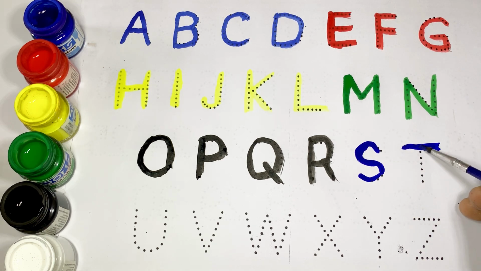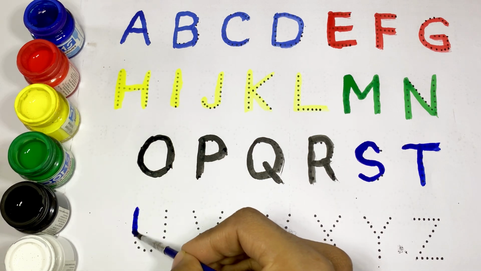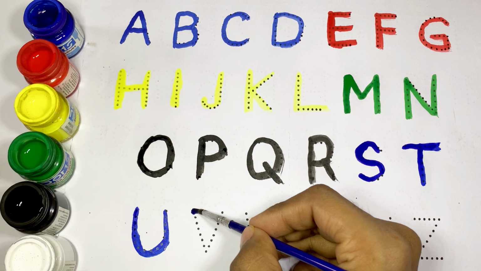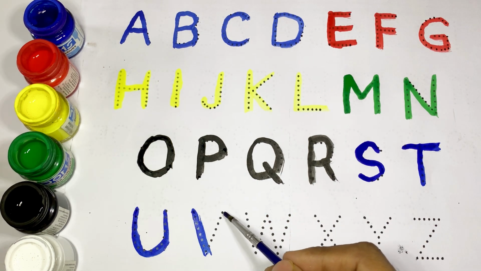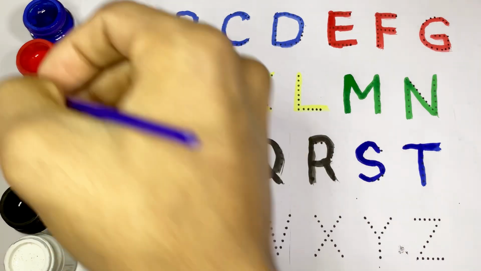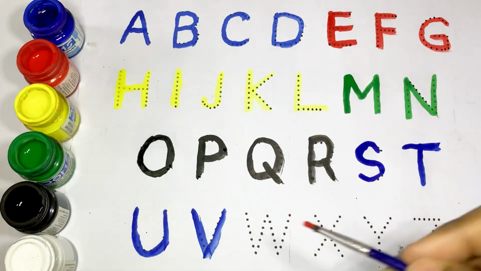T for teacher, T for tiger. U for umbrella, U for ankle. V for van, V for vanilla. Kids, now W for wallet, W for watch. And here is red color.